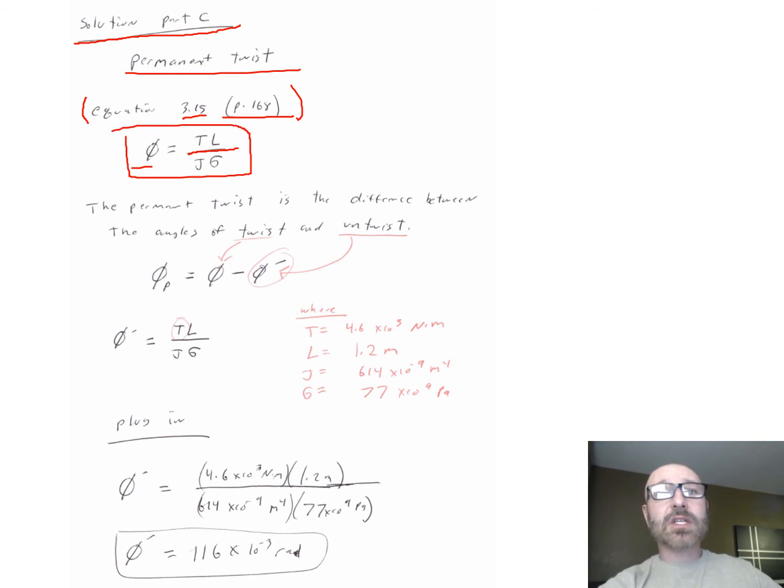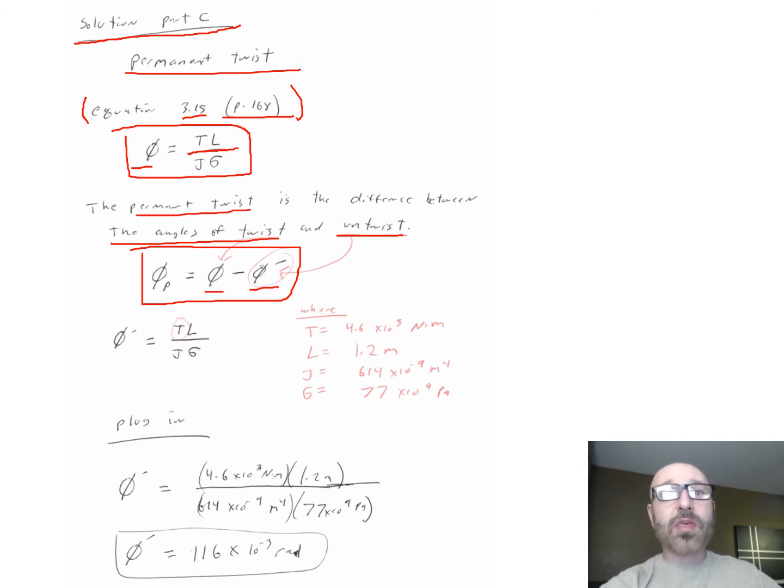What we also need to see here is that the permanent twist is the difference between the angles of twist and untwist. So that goes to this governing equation: our phi sub p, our permanent twist, is equal to phi minus phi prime, where phi is our twist and phi prime is our untwist. We've already got a value for twist.